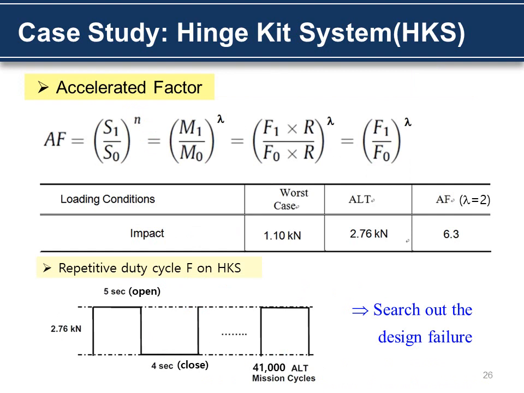I will explain how to calculate the accelerated factor. For the worst case, the impact force on the hinge kit system is 1 kilonewton. For the accelerated condition, the impact force is 2.7 kilonewton. Supposing that lambda is 2, the calculated accelerated factor is 6.3. By applying a duty cycle, 1 second is open, 4 seconds is closed. You can search out design failure.